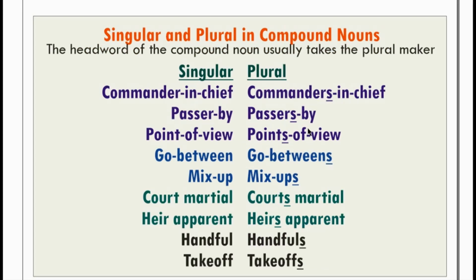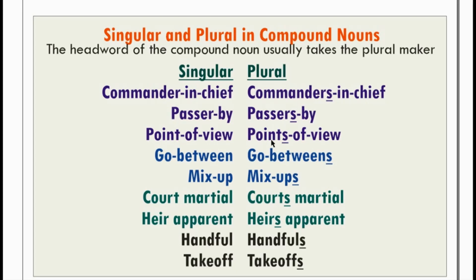Now let's come to singular and plural in compound nouns. In compound nouns, we usually have a head word. So it is the head word that takes the plural marker. For example, commander-in-chief. Commander is the head word. So the plural is going to be commanders-in-chief. Passerby, passersby. Point of view, points of view. So it is the head word that takes the letter S, the plural marker.